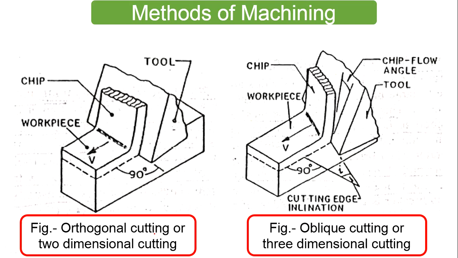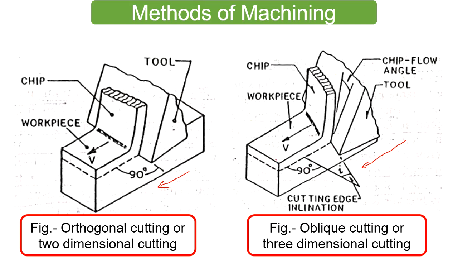Now let's see the methods of machining. We have two types of machining methods. One is orthogonal cutting, also called two-dimensional cutting, and second is oblique cutting or three-dimensional cutting. Now this is your tool. Tool is moving in this direction, and it is removing the material in the form of chips. So this is the velocity vector. It is shown. In oblique cutting also, this is the direction.